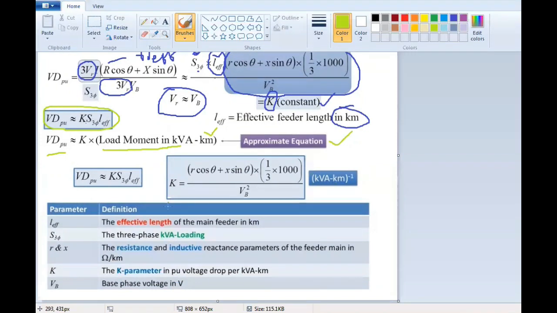Here the various parameters are: L effective is the effective length of the main feeder in kilometers, S 3-phase is the 3-phase loading, and R and X are the resistance and inductive reactance parameters of the feeder in ohm per kilometer. K is the parameter in per unit voltage drop per kVA. So this is the per unit voltage drop per kVA-kilometer, and VB is the base phase voltage.